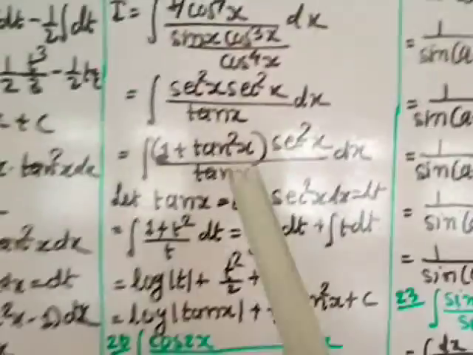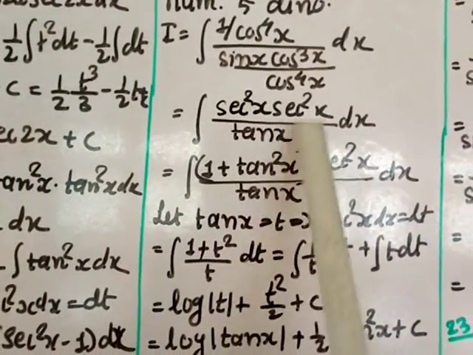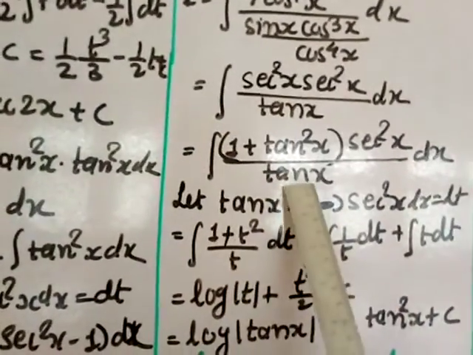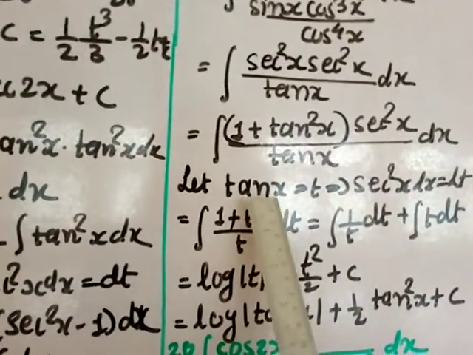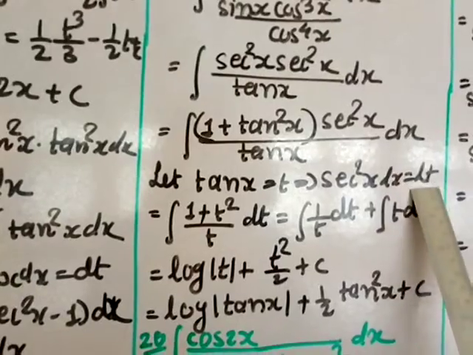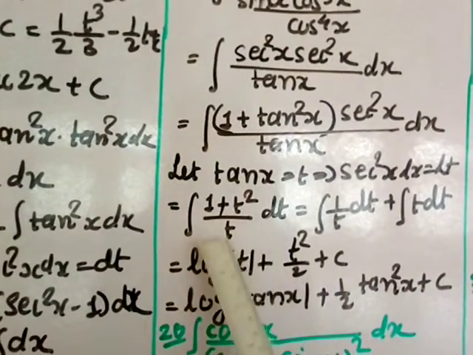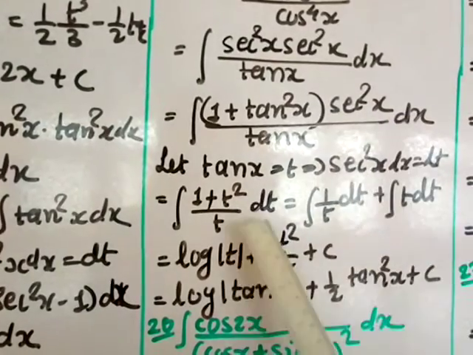Okay, now we'll write 1/sec square x. I am keeping sec square x as it is, and 1 I am writing as 1 plus tan square x, using the identity. Now I'll take tan x as t, differentiate: the derivative of tan x is sec square x dx equal to dt. So this sec square x dx equal to dt, and tan x I am taking as t. So the integral is (1 plus t square) divided by t dt, because this value is dt.